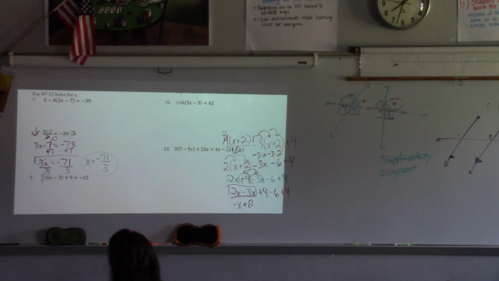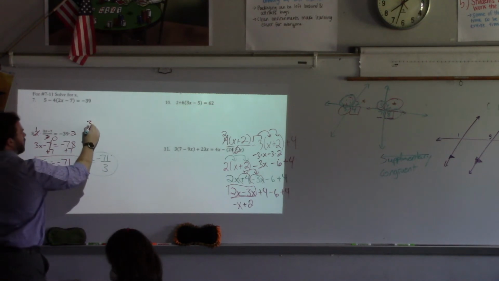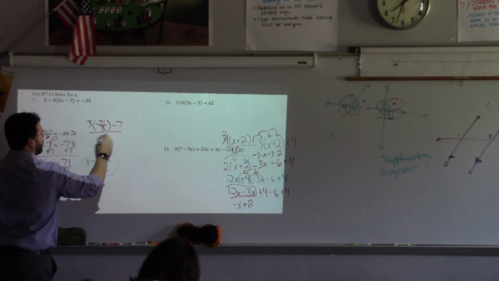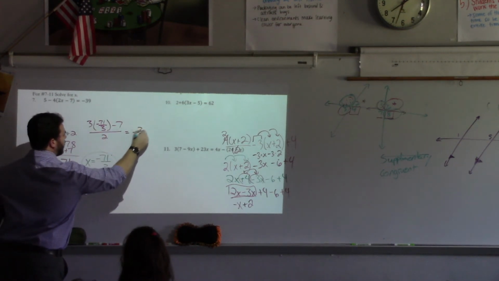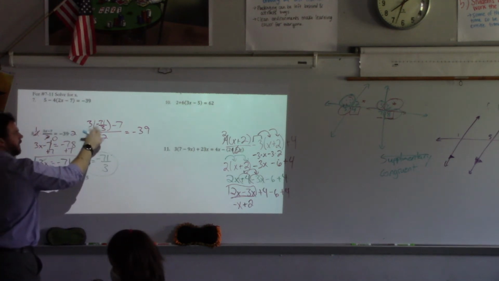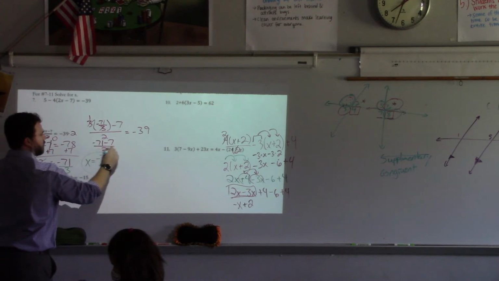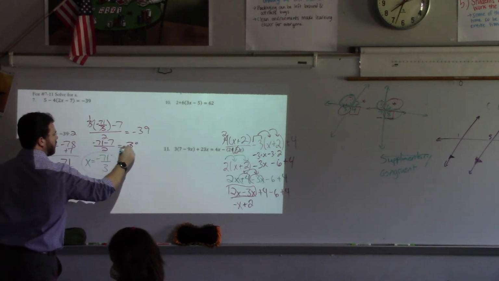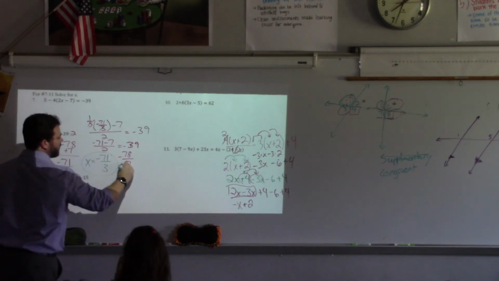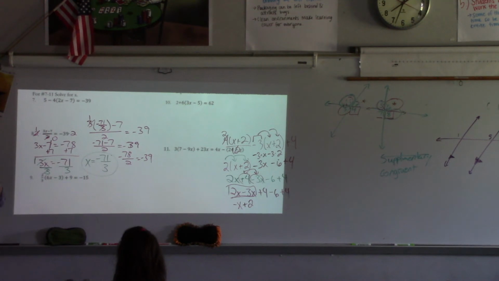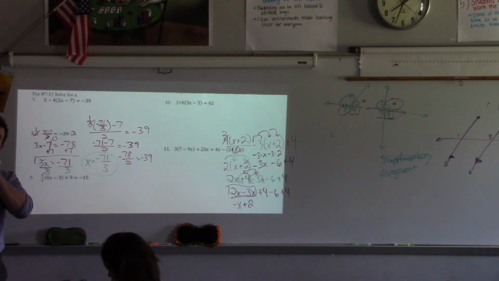That's right. How can we check to see if that answer is right? I put it in for x and it didn't give me the right answer. Let's check. 3 times negative 71 divided by 3, minus 7, divided by 2 is equal to negative 39. 3 divided by 3 is 1. Negative 71 minus 7 would be negative 78. And what is negative 78 divided by 2? Negative 39. That works. I forgot to minus 7.